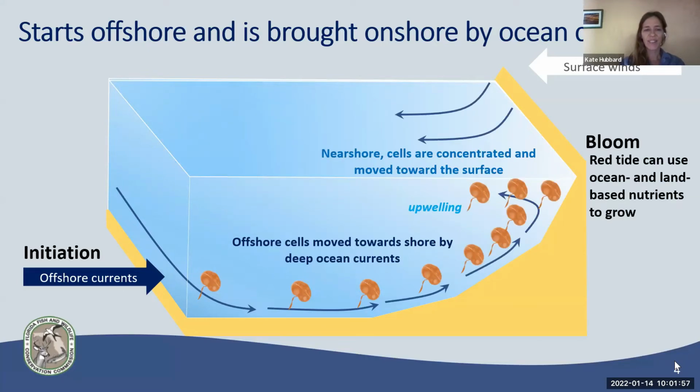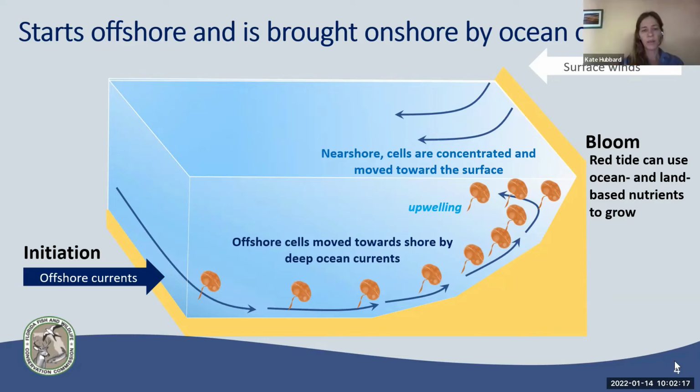And then we start to see these blooms occurring during periods of intermittent upwelling. And that's simply when water is advected from the deep ocean up into the surface ocean. And once that happens, it can really help concentrate the cells near shore. It can also help push them to the surface.